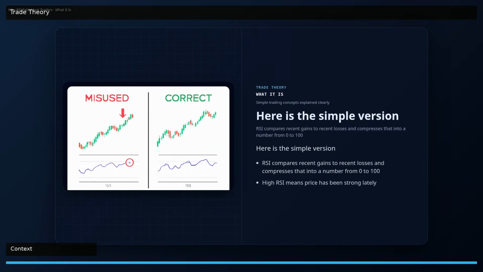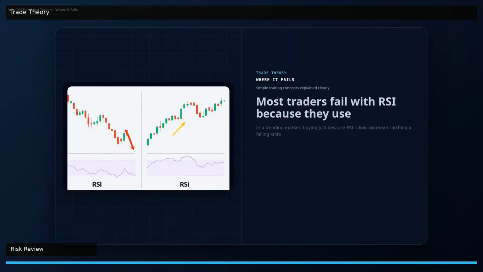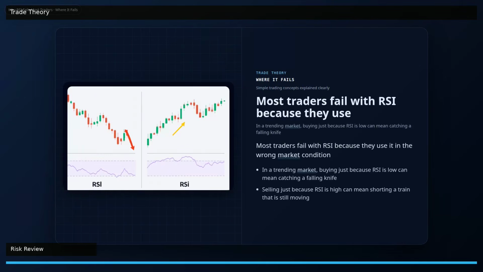In a strong trend, RSI can stay high or low for a long time while price keeps moving. The indicator is not broken. Most traders fail with RSI because they use it in the wrong market condition. In a trending market, buying just because RSI is low can mean catching a falling knife. Selling just because RSI is high can mean shorting a train that is still moving.